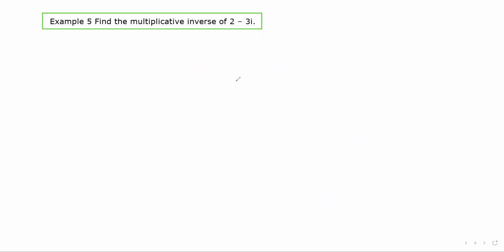Next, find the multiplicative inverse of 2 minus 3i. So let z be 2 minus 3i. Multiplicative inverse is given by z inverse, which is equal to z bar upon mod of z whole square. Now, for this you need z bar. Z bar is the conjugate of it. It means the real part remains as it is, and the complex part's sign gets changed.